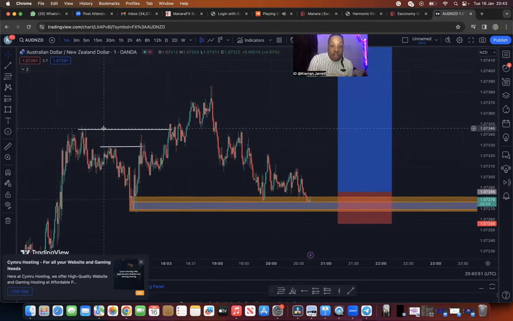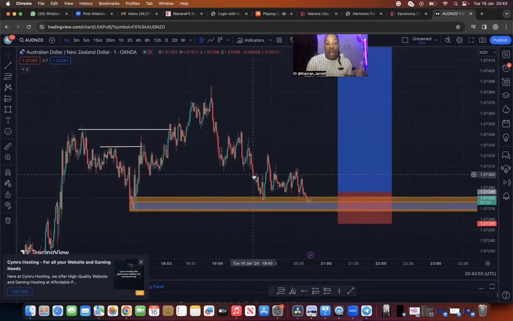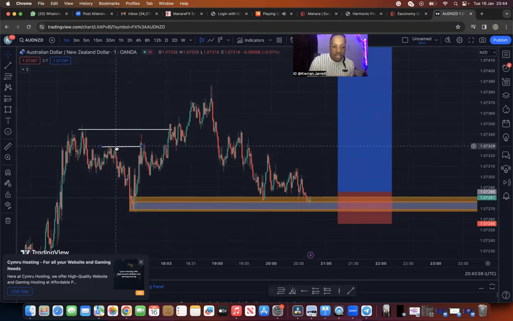We found a break of structure. We waited for price to come back to the fair value gap. Why? What's the move that caused the break in structure initially? It was this buy, which Eddie tends to do.